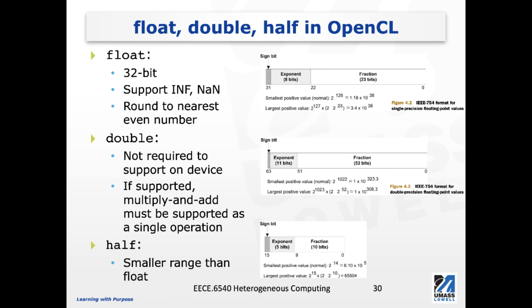We can use float, double if double is enabled, and half data types in OpenCL kernel functions. Float by default is a 32-bit floating point number. It supports the IEEE 754 format that includes infinity and not-a-number, and it will be rounded to the nearest even number. The double data type is not required to be supported on every OpenCL device. And for the cases where the double type is supported, we can perform fused multiply-add, and we require that this multiply-add operation be supported as a single operation. We can also use the half data type. That means it's a floating point number, but it's only 16 bits wide.